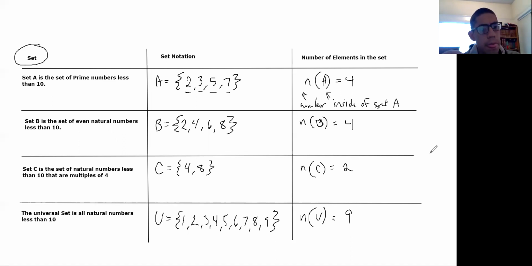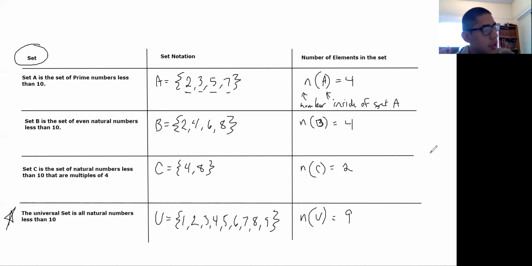So there are three different sets, set A, set B, and set C, as well as the universal set on the bottom, right? Now, set A, B, and C have different conditions, but they all fall under the universal set. The universal set on the bottom, we're going to start here. Let's see what it says. The universal set is all natural numbers less than 10.